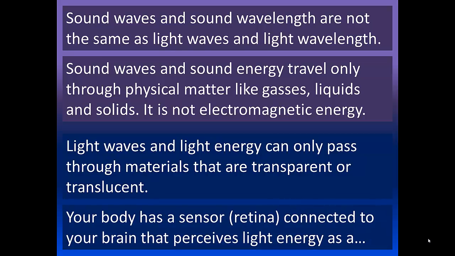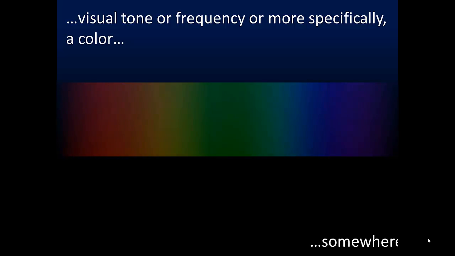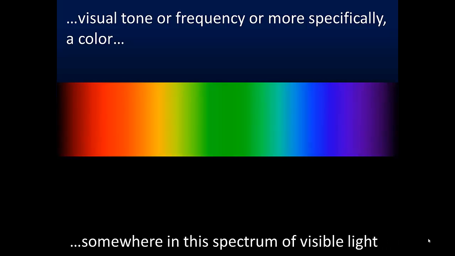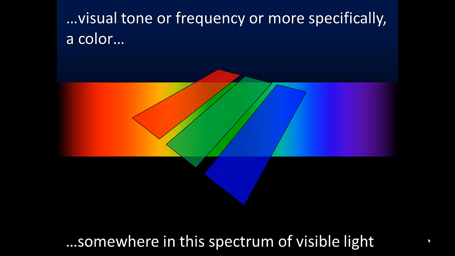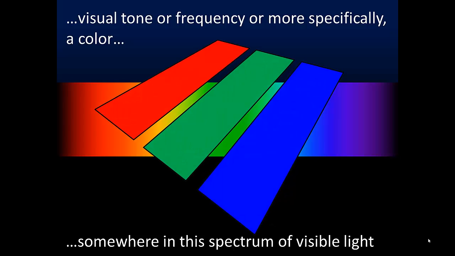So again, your body has a sensor. We'll just say the retina, or all the rods and cones. It's connected to your brain by an optical nerve, and then it perceives light energy as a visual tone, or frequency. More specifically, a color, somewhere in this spectrum of visible light.